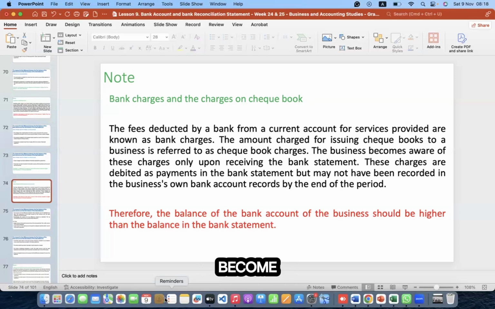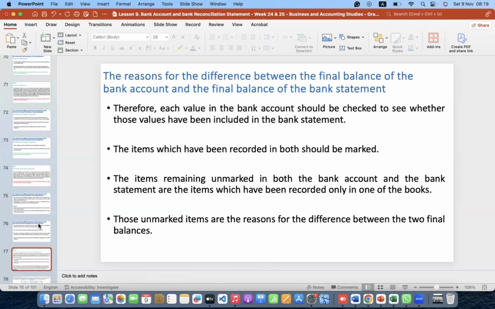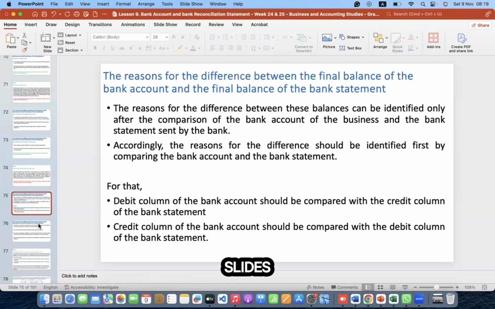The business becomes aware of these charges only upon receiving the bank statement. These charges are debited as payments in the bank statement but have not been recorded in the business owned bank account records by the end of the period. Therefore, the balance of the bank account of the business should be higher than the balance in the bank statement. So you can write this out. Okay. We have about 2 slides.